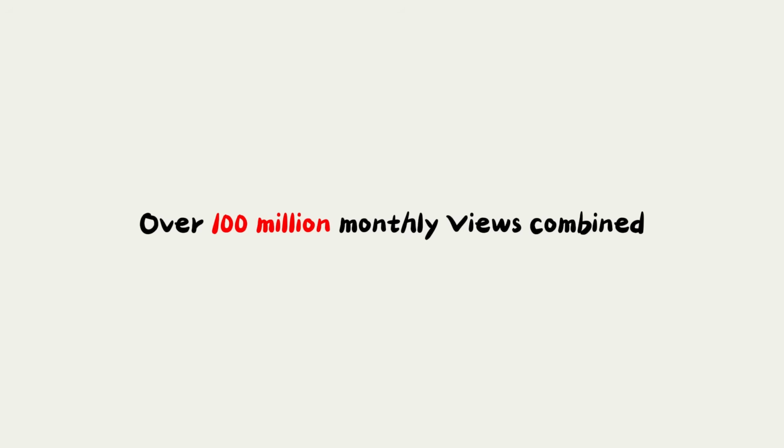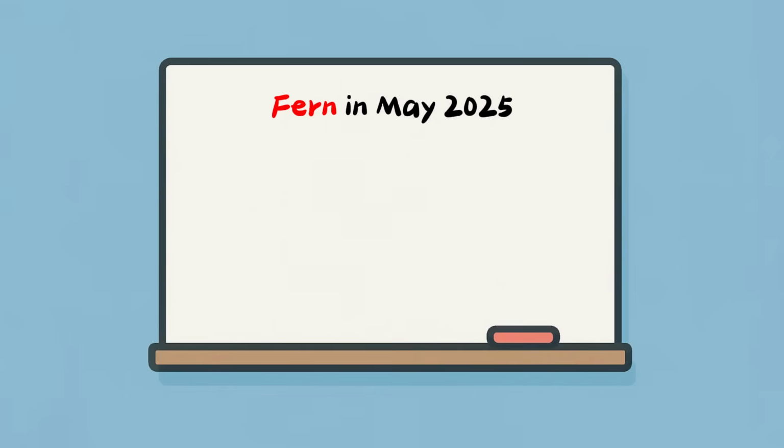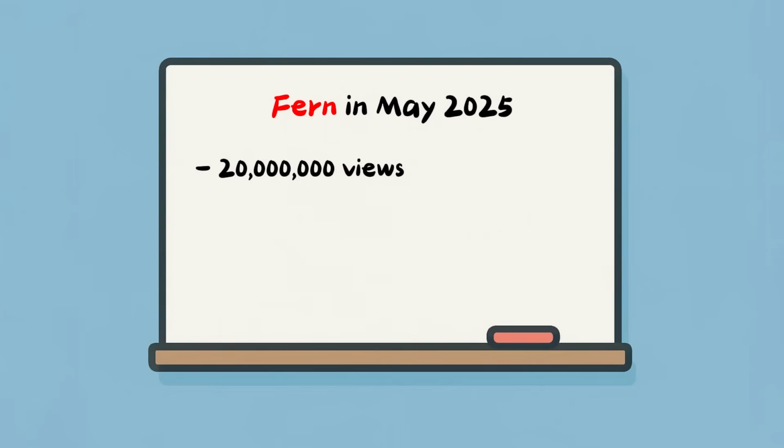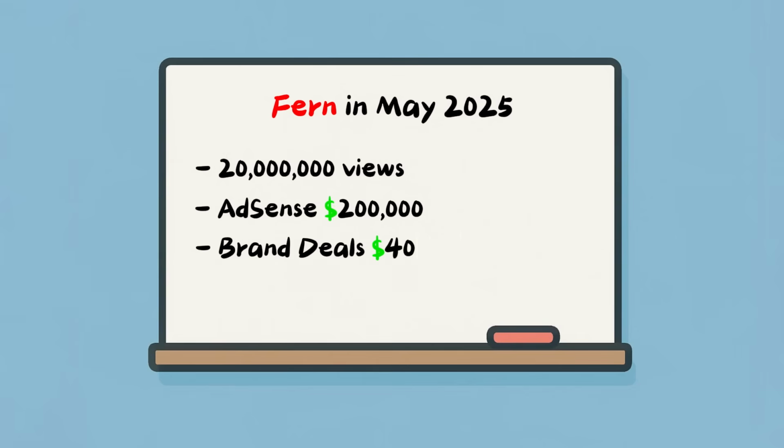They're all killing it. In May 2025 alone, Fern pulled in over 20 million views. As someone who understands YouTube, I'd estimate their RPM is around $10. So that's $200,000 from AdSense in just 1 month. And brand deals? Easily double that. We're talking $500,000 plus, at least, off a single channel.